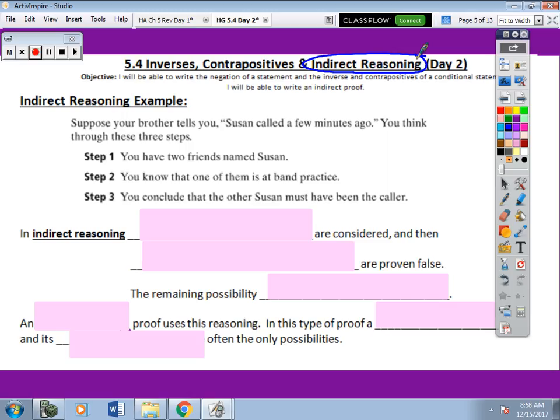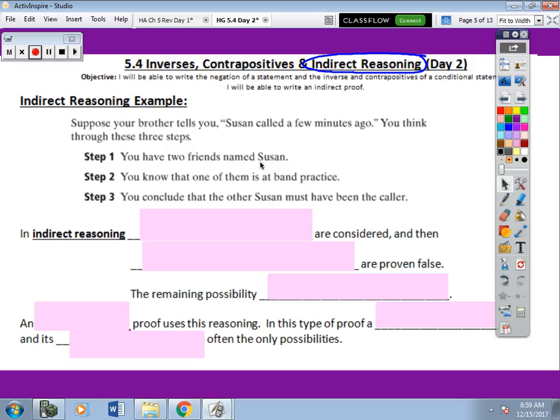So the indirect reasoning example says, suppose your brother tells you that Susan called a few minutes ago. So you think through these steps in your head. First you'll think, well, I have two friends named Susan. So you're kind of figuring out which one called you. You know that one of them is at band practice. So you conclude that the other Susan must have been the caller. So kind of a contradiction: Susan was not able to call you, she's at band practice, so we eliminate her, therefore it has to be the other Susan. It's kind of the same thing, but it'll be geometry in terms of us proving something.